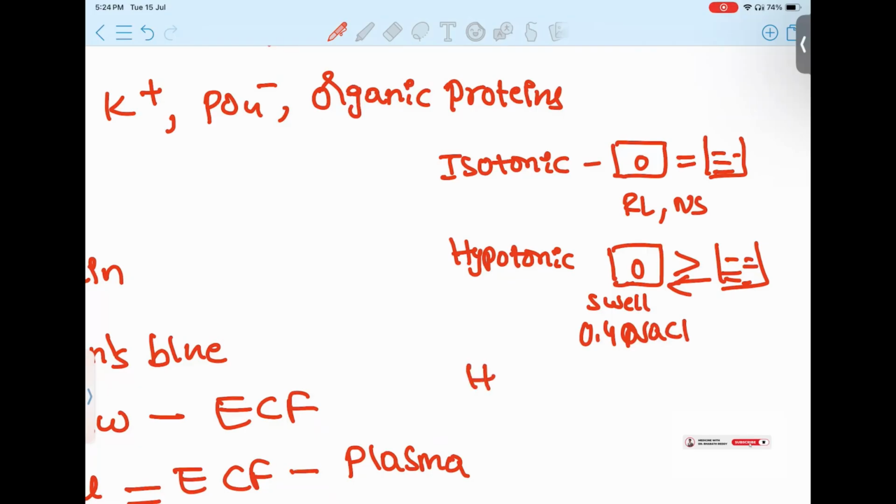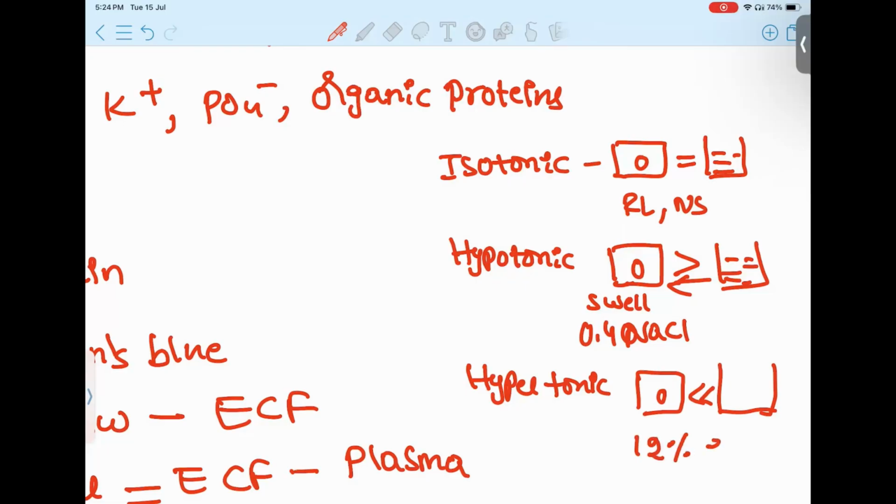And next, coming to the hypertonic. Here you can understand easily, the osmolarity is more in the fluid being given. For example, let's say 12% or 9% NaCl. Okay, so the osmolarity in the given fluid is more. What happens? The cell will shrink. So this is what happens with hypertonic, hypotonic and isotonic fluids.